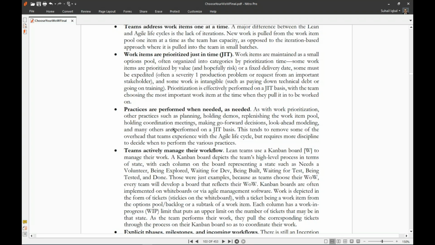Work items are prioritized just in time. Work items are maintained as a small options pool, often organized into categories by prioritization type. Some work items are prioritized by value and hopefully risk, or a fixed delivery date. Some must be expedited, often a severity one production problem or request from an important stakeholder, and some work is intangible, such as paying down technical debt or going on training. Prioritization is effectively performed on a JIT basis, with the team choosing the most important work item at the time when they pull it in to be worked on.